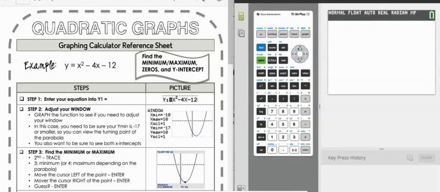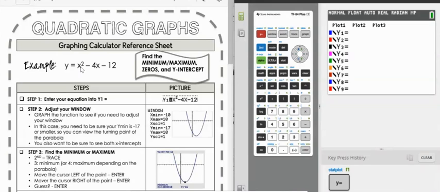Well, you've made it. Now we're on our third and final video, quadratic graphs. Let's go ahead and enter this function into our graphing calculator. Go to y equals, and we'll enter x squared minus 4x minus 12.